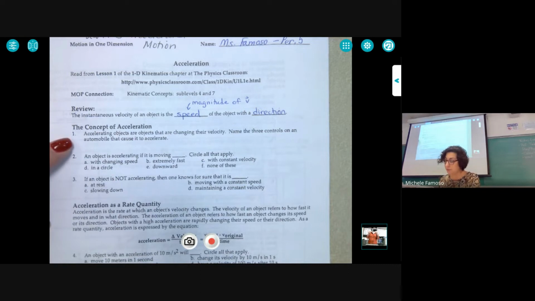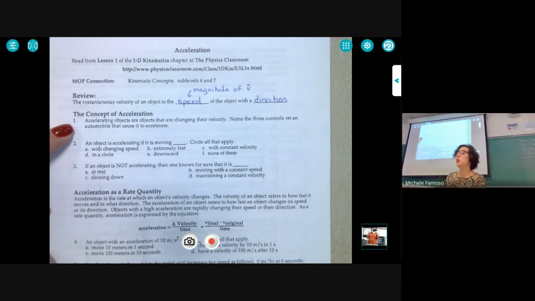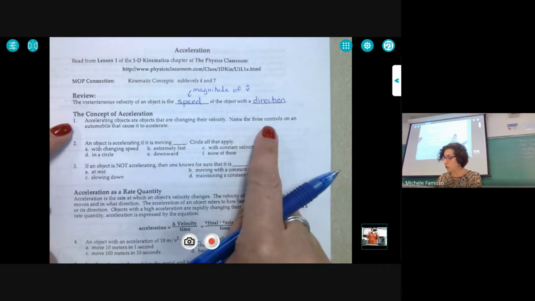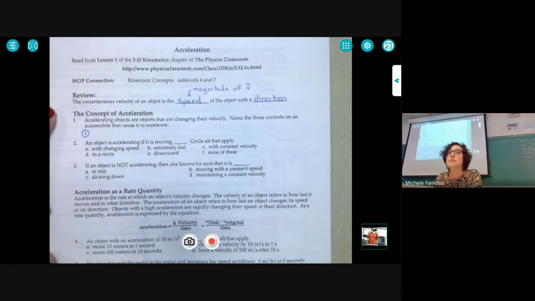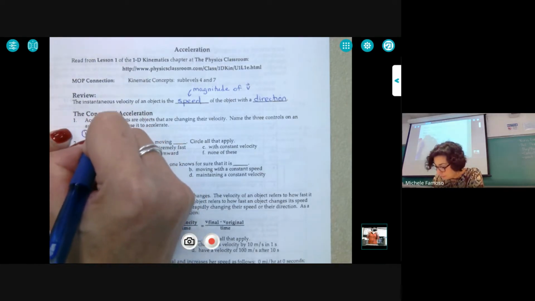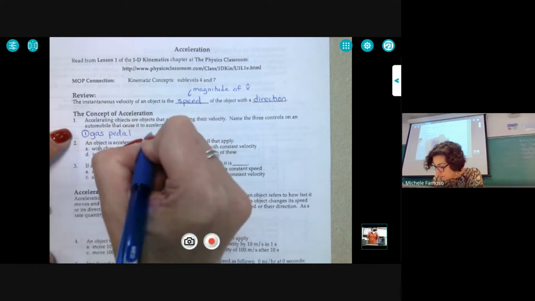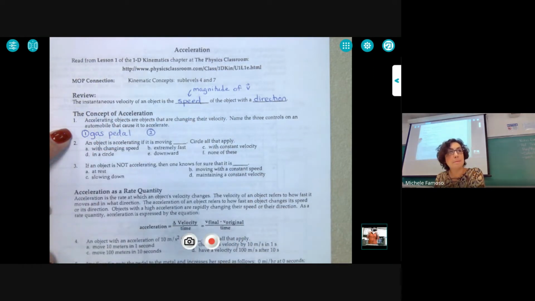All right, let's continue. Question 1. This relates to what we learned yesterday. An accelerating object is an object that changes its velocity. Name 3 controls on an automobile that cause it to accelerate. Name something in your car which would allow your car to accelerate. And we did talk about this in class yesterday. See if you can name one. Olivia, can you name one? Yep. Dakari, can you name another? What else can you use besides the gas pedal to make your car accelerate?